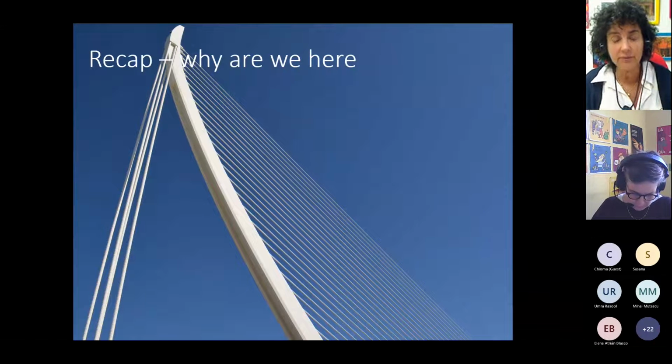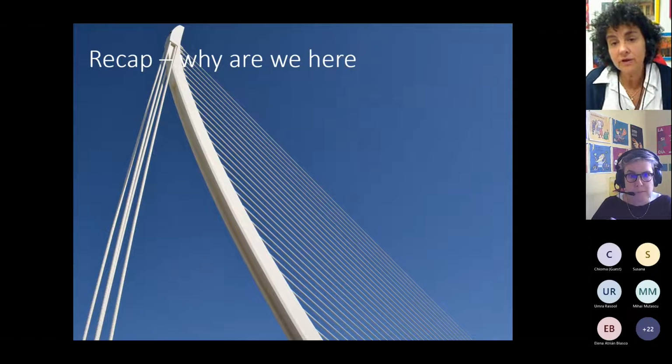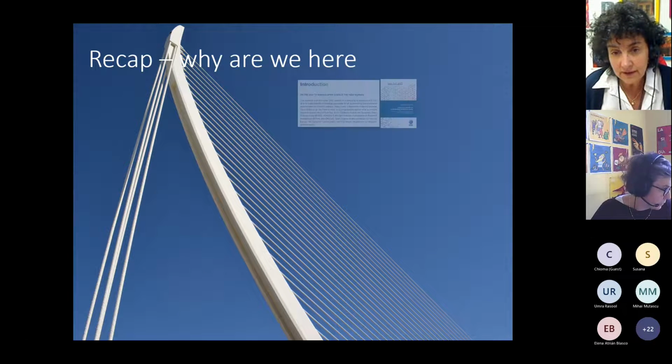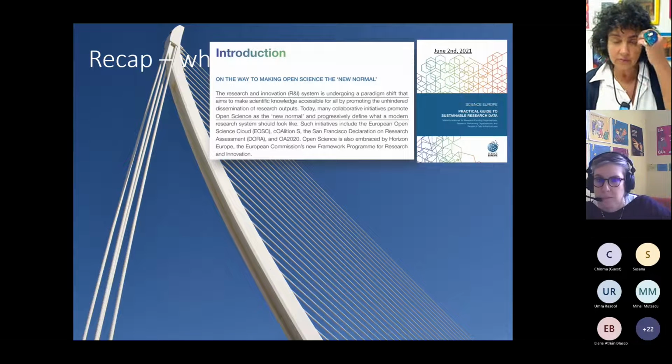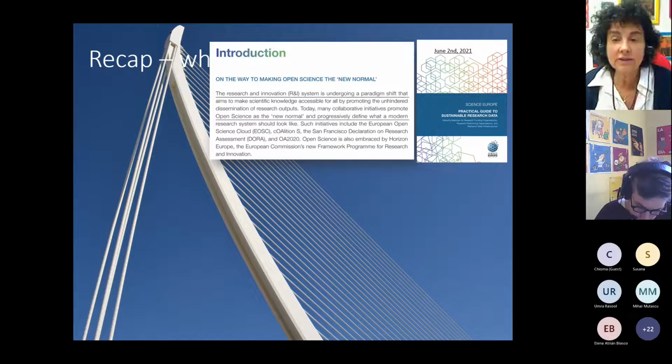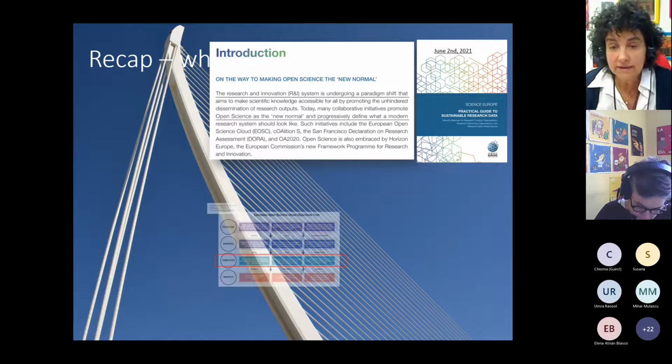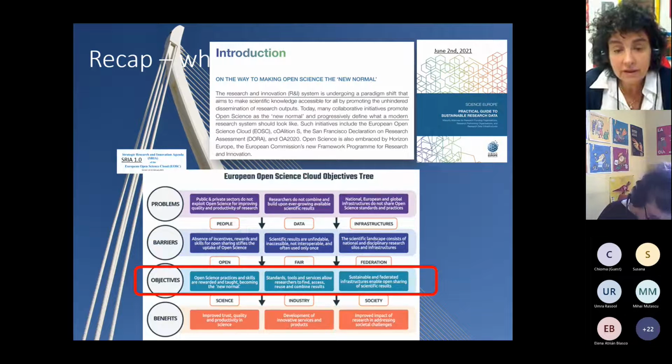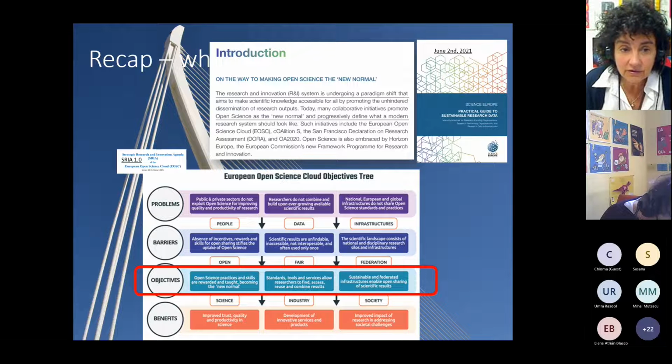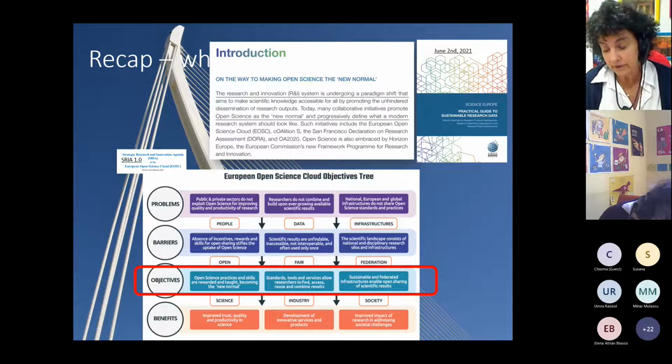And why I say adopt and adapt, we are going to see in a while. Just a bit of recap for people who were not with us before. Why are we dealing with open science? Because open science is becoming the new normal. And if you look at the European Open Science Cloud, at the EOSC Strategic Research and Innovation Agenda, you will see that one of the objectives of the EOSC is that open science practices and skills are rewarded and taught, becoming the new normal. And that's the point. Open science is becoming the new normal.